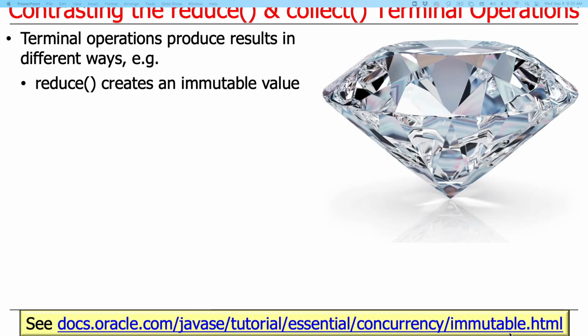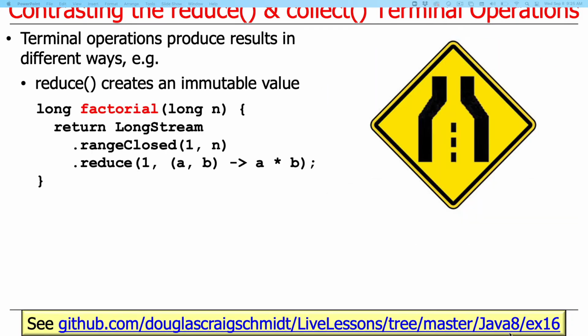The thing to remember to differentiate between reduce and collect is that reduce expects to be creating immutable objects. It expects to be working on immutable objects. It wants these things to be immutable. And what does that mean? It means once they're created, their values can never change.